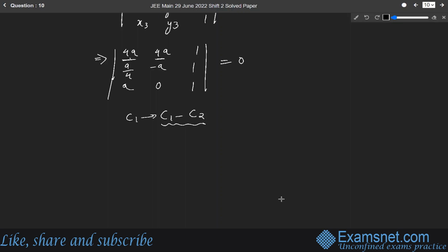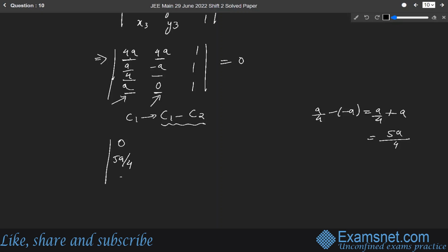Let us look at the first terms. 4a minus 4a will be 0, and we have to apply the changes in C1, so the first column will be 0. Then a by 4 minus minus a, see, a by 4 minus of minus a will be a by 4 plus a. So when we take the LCM, it will be 5a upon 4, right? Remember that we have to apply the changes in column 1. Then the last term is a and 0. This is the term for column 1 and this is the term for column 2.